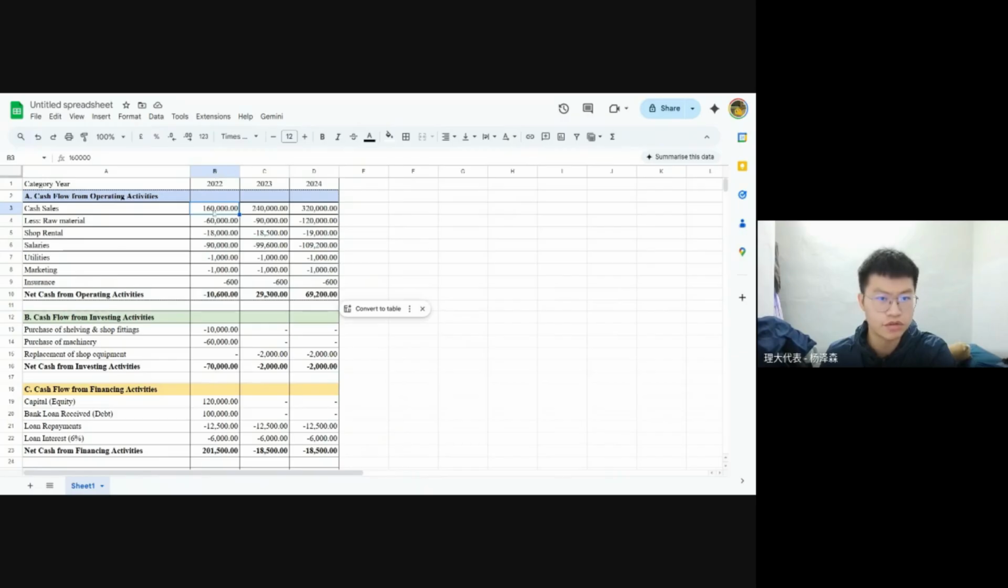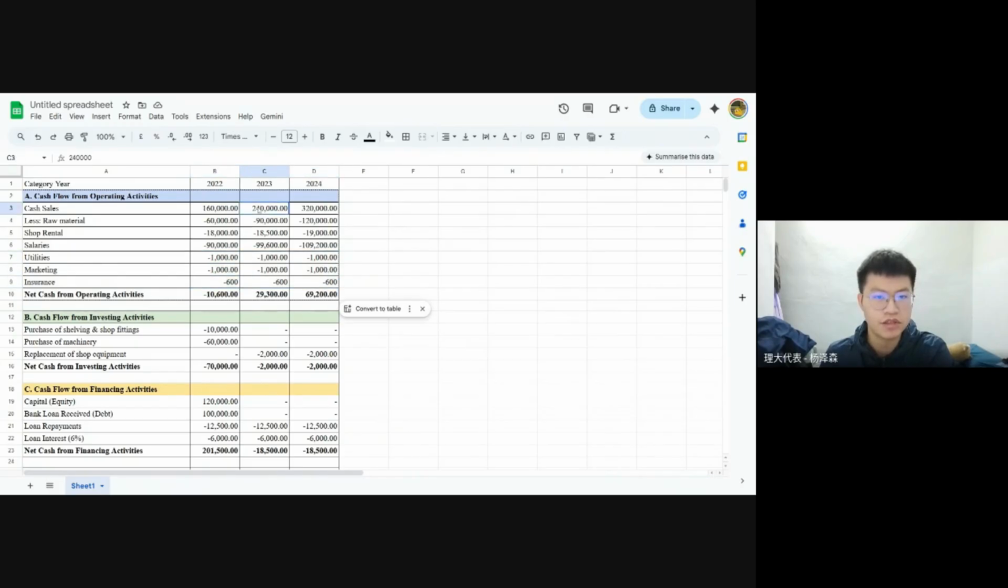In 2022, we assume our cash sales will be 160K, and the cost of the raw materials will be 60,000. For the shop rental, we assume that we will have 80,000 in total, and the salaries to our employees and ourselves will be 90,000. Utilities, marketing, and insurance, we keep the same for the 3 years, which is 1,000 ringgit for utilities and marketing, and 600 ringgit for insurance.